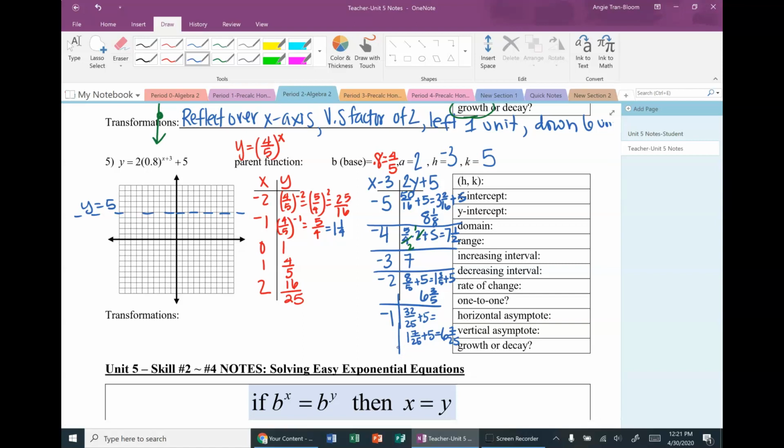-5, we need to go to 8 1/8. So approximate that. -5, 8 1/8, somewhere up there. -4, 7.5. -3 is exactly 7. -2, 6 3/5. And -1 is 6 7/25.